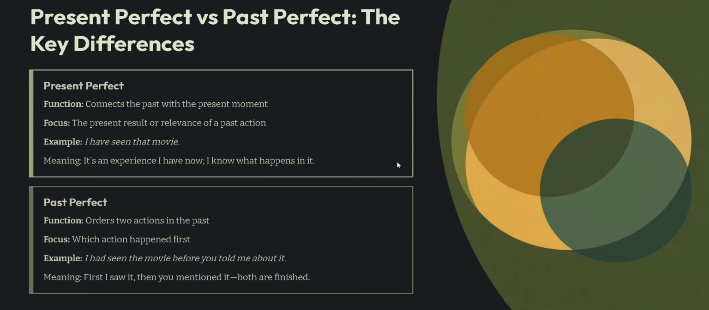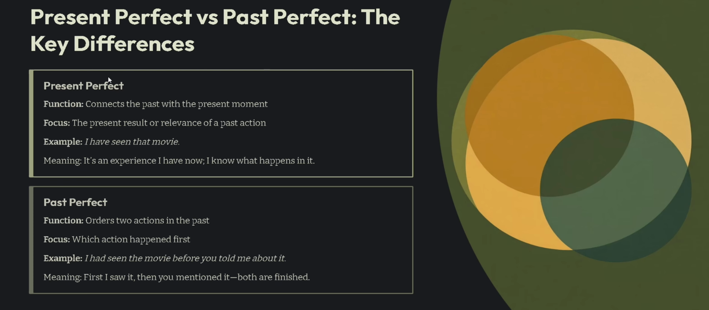Okay, so now we're going to see some key differences between those. Present perfect: the main function is to connect the past with the present. In what way? It says something that happened in the past but is still affecting the present. So the main focus is the result that the action has in the present, or the relevance of the past action. So an example, I have seen that movie. What it means is that it was an experience that I have now, and I know what happens in it.